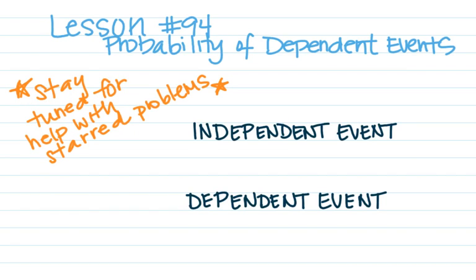Welcome back, 6th grade. Today we are talking about probability. But instead of talking about independent events, which we have been talking about, we're going to be talking about dependent events.